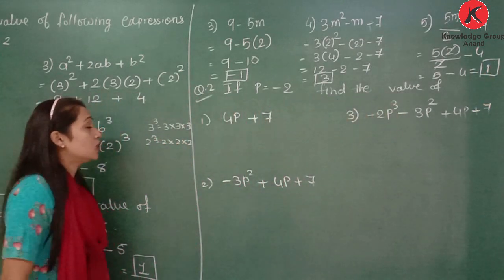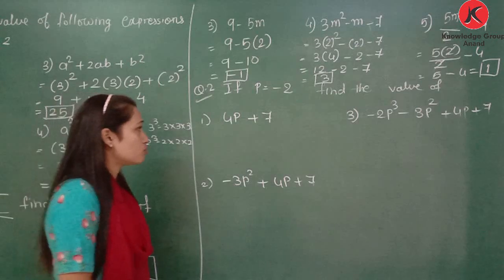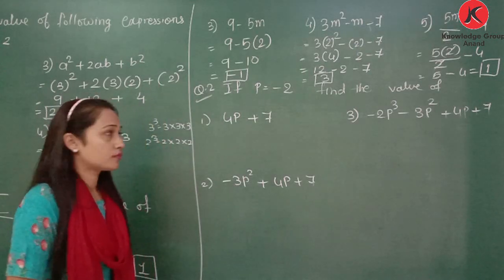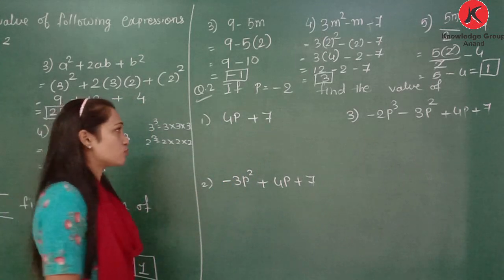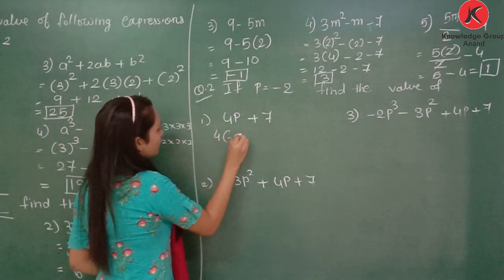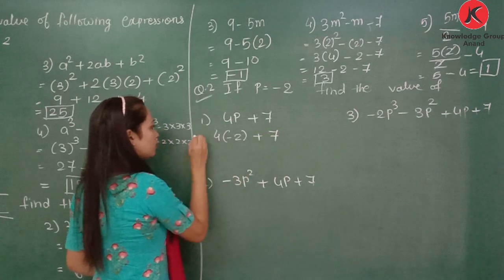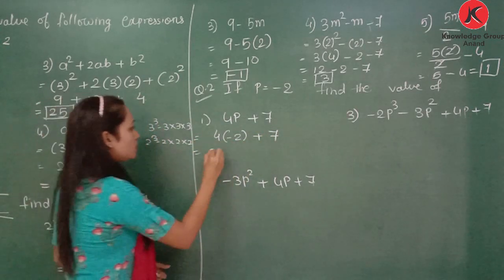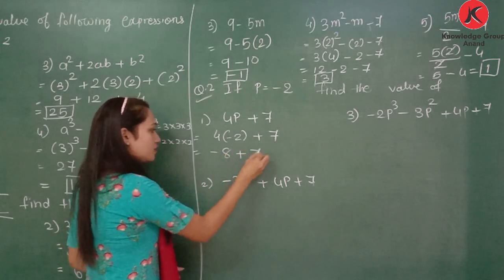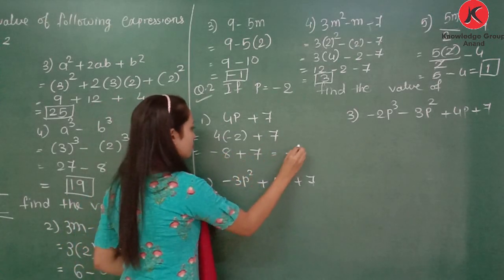Next example. If p is equal to minus 2, find the value of the expression. So 4p plus 7. Value of p is what? Minus 2. So here 4 minus 2 plus 7. 4 multiply minus 2, that is minus 8, plus 7. Minus 8 plus 7 is minus 1.